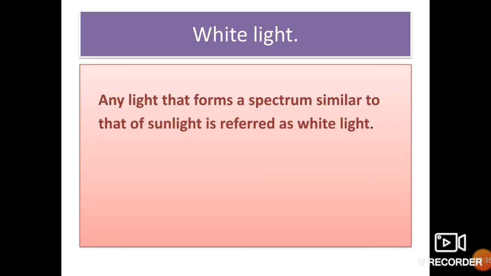What is white light? Any light that forms a spectrum similar to that of sunlight is referred to as white light.